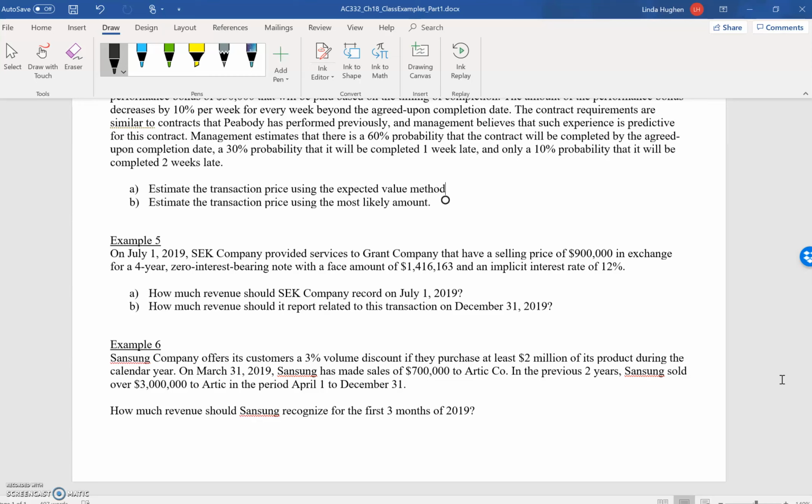That's why we have the information in the next sentence. In the previous 2 years, Samsung sold over $3 million to Arctic, so it's safe to say that this customer is going to purchase at least $2 million and will get the discount. Therefore, when we record this sale on March 31st, we should record it net of the discount.